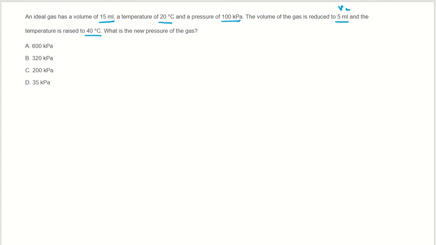Okay, so it's raised to, so this is the T2, and he's asking for P2. So this is the V1, T1, P1. So I need to use the general gas law here, which states that P1 V1 over T1 is equal to P2 V2 over T2.